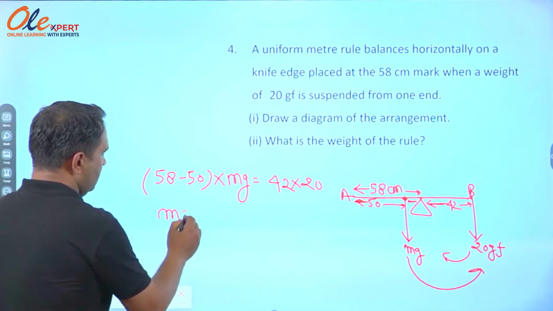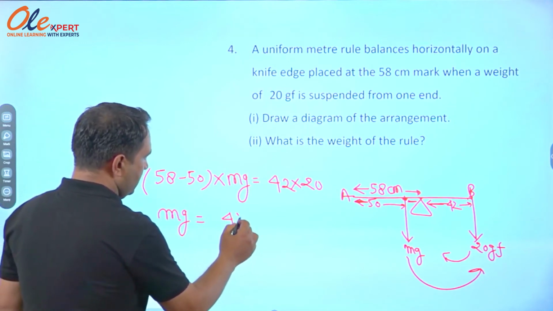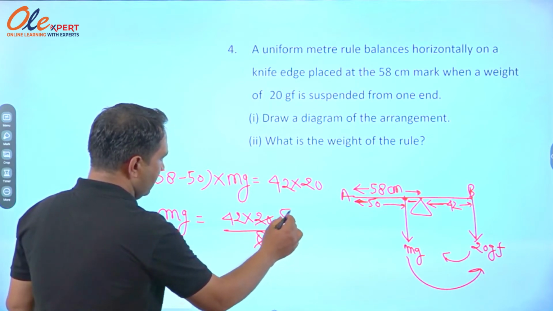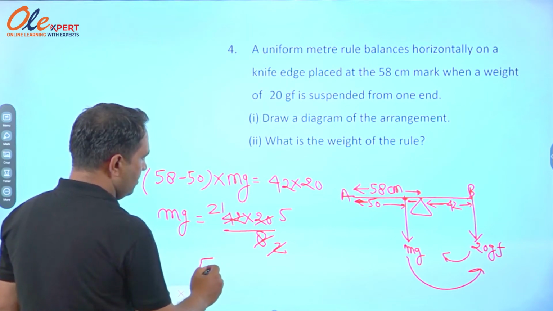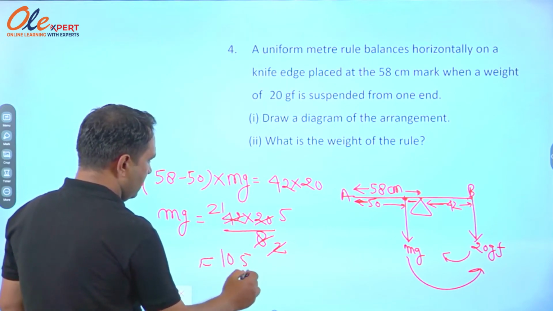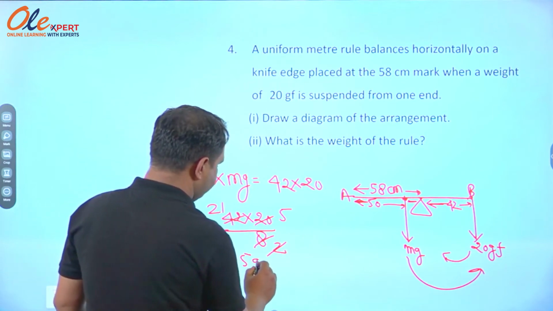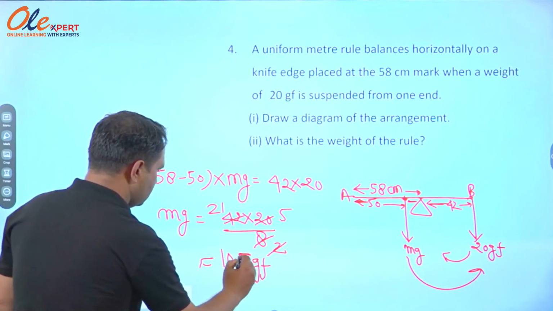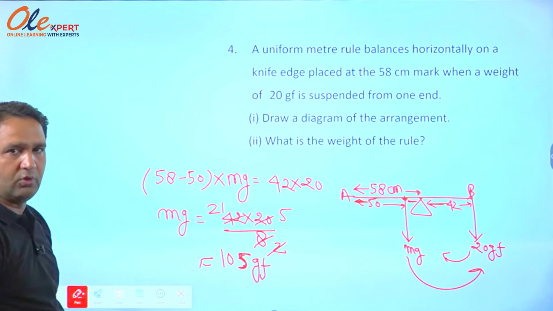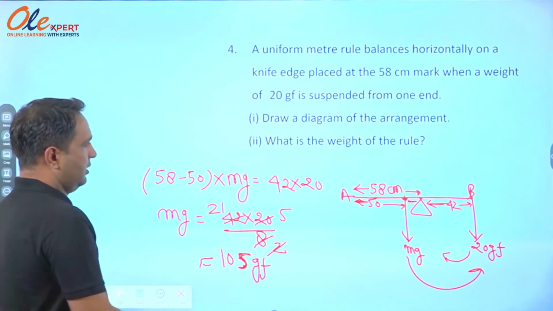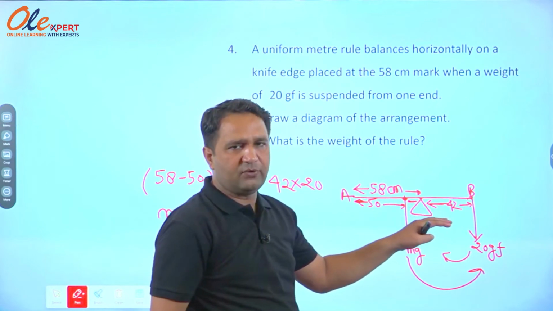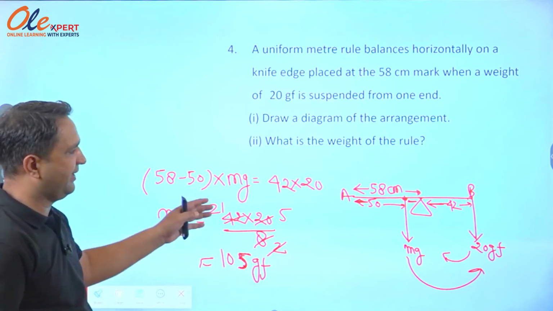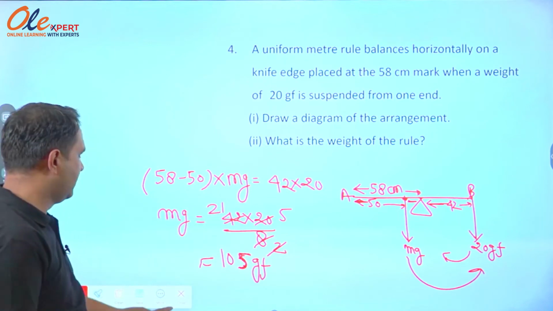So mg is equal to 42 into 20 by 8. 4 2s are 8, 4 5s are 20, 2 2s are 4, 2 1s are 2, 5 1s are 5, 5 2s are 10. 105 gf, gram force. So this is the answer. Got it? Hope that you got it. Simply we have to apply anti-clockwise moment of force is equal to clockwise moment of force. In every question we have to apply the same principle.